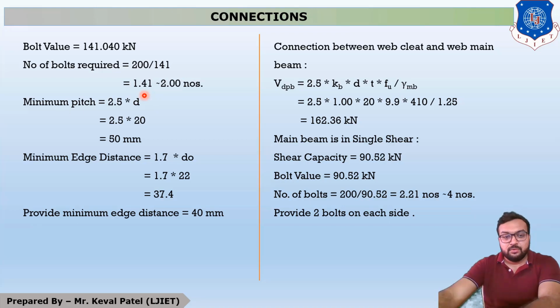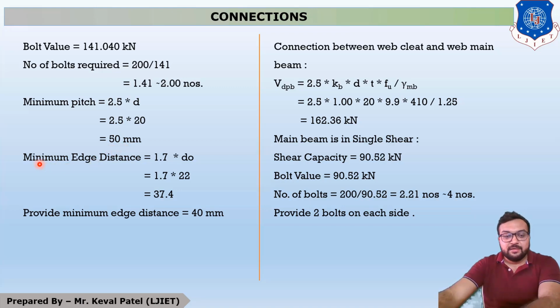Okay, now you all know pitch. Pitch means the center to center distance between two bolts. The equation of pitch is given on page number 73. On page number 73, at the right hand side corner just above the table, it is given as minimum spacing. The minimum spacing is written as 2.5 times the diameter of fastener. So it is 2.5 into 20, and our answer will be 50 mm.